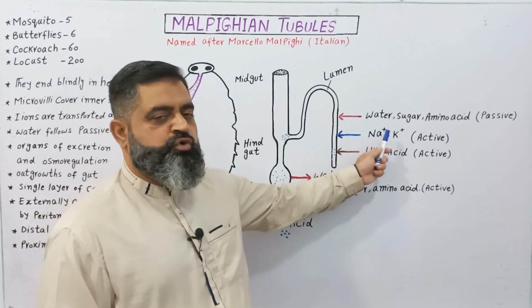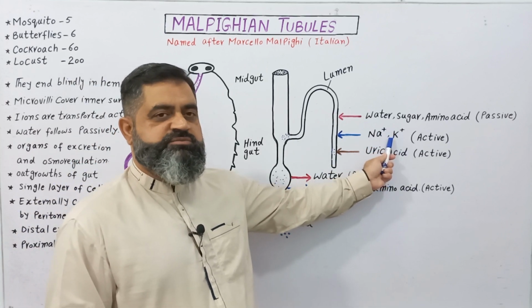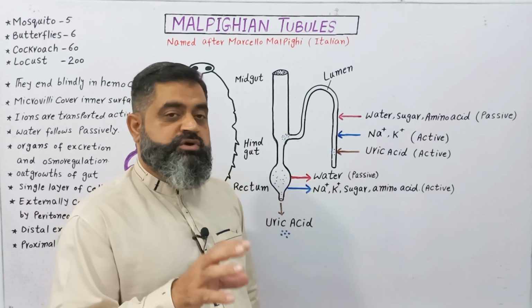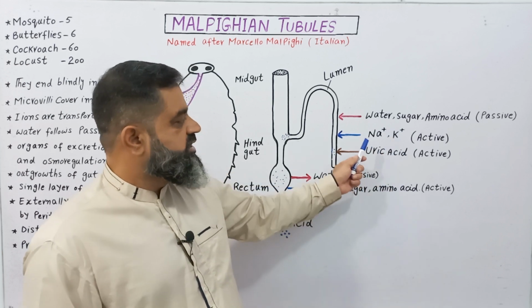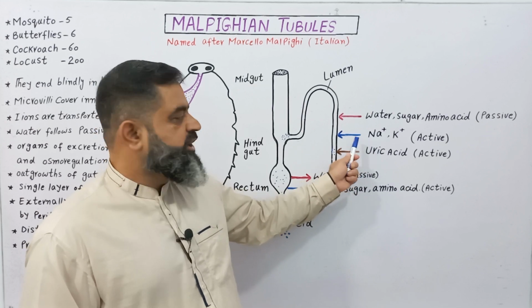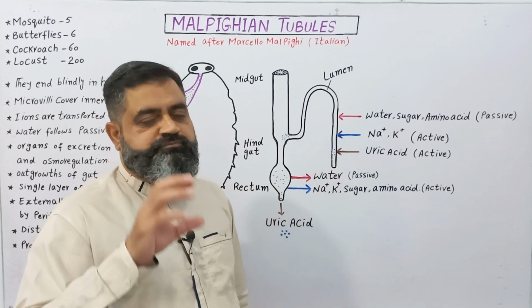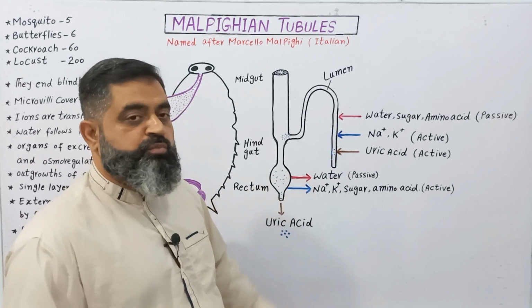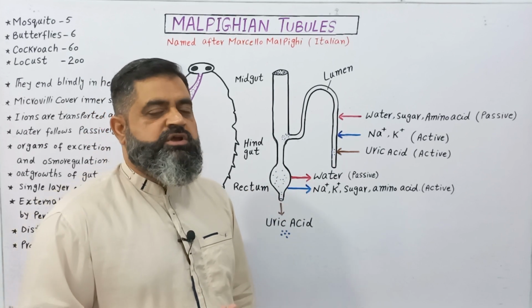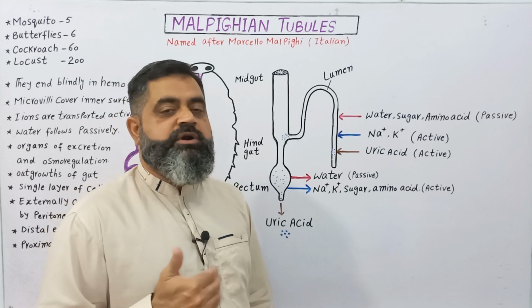Secondly, sodium ion, potassium ion and in some species chloride ion are also transported actively with the help of ATP energy from hemolymph into the lumen of Malpighian tubule. Now inside the lumen there is a higher concentration of solutes. So this condition will become hypertonic.